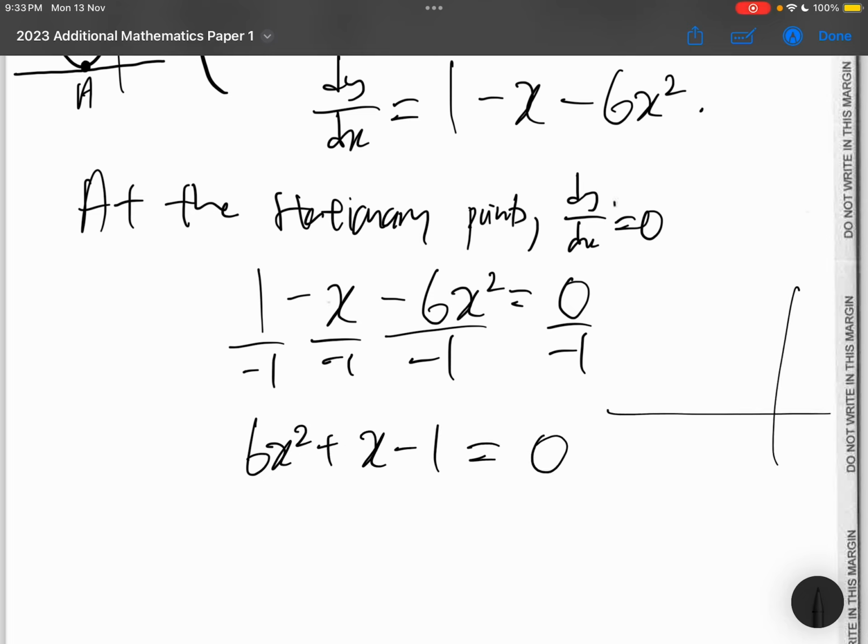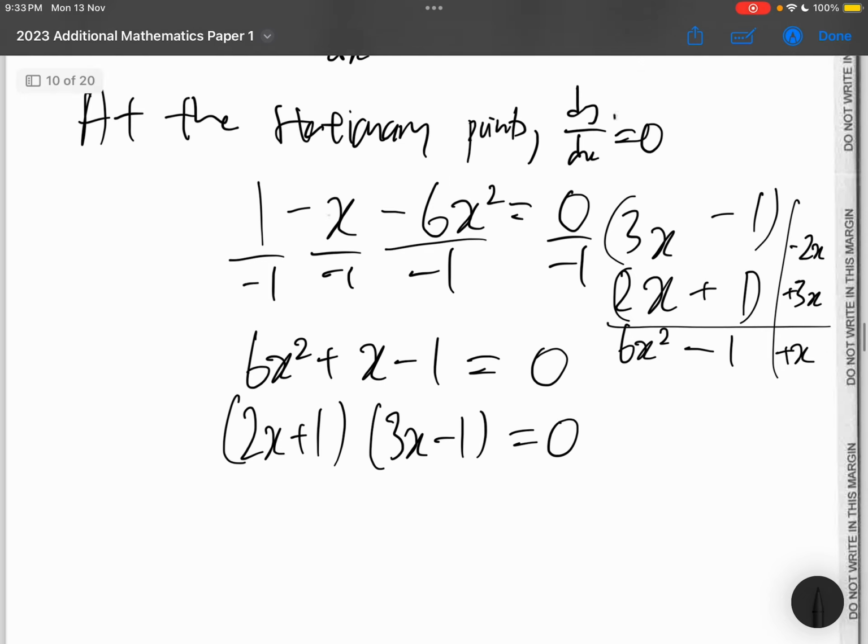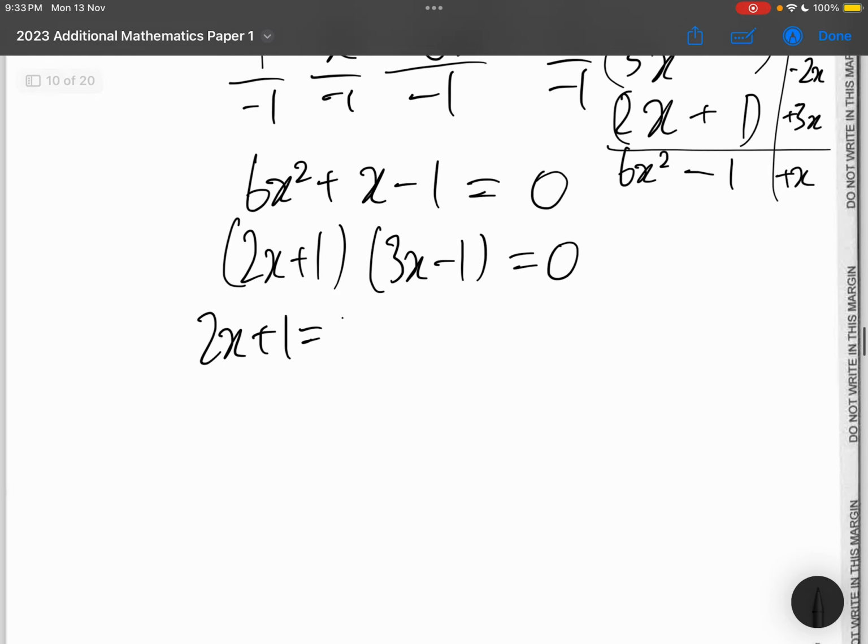Then I can go on to factorize it. I have 6x squared minus 1 plus x. So 3, 2, 1, 1. So I'll have 2x, 3x, and yeah, I have this one. I factorized it, and then I'm just going to solve for x.